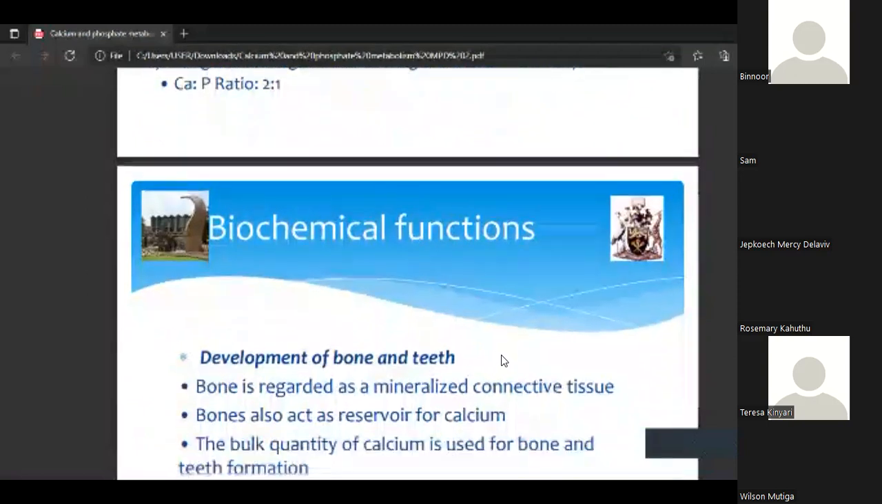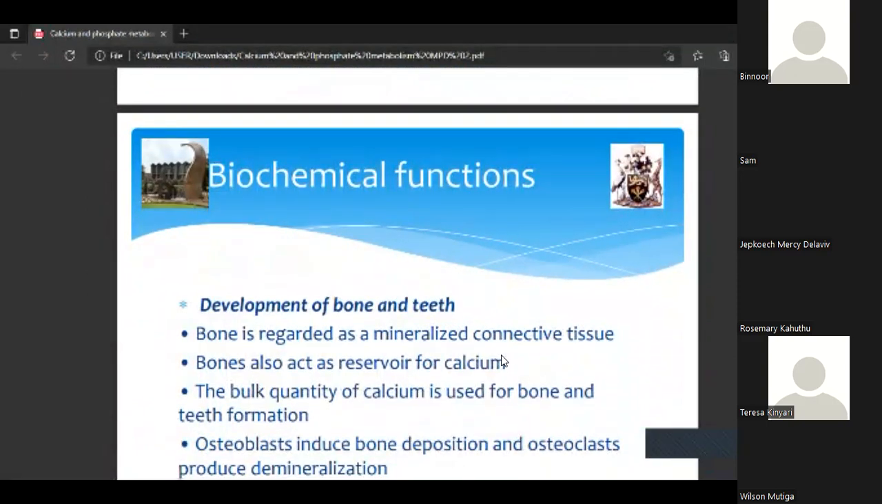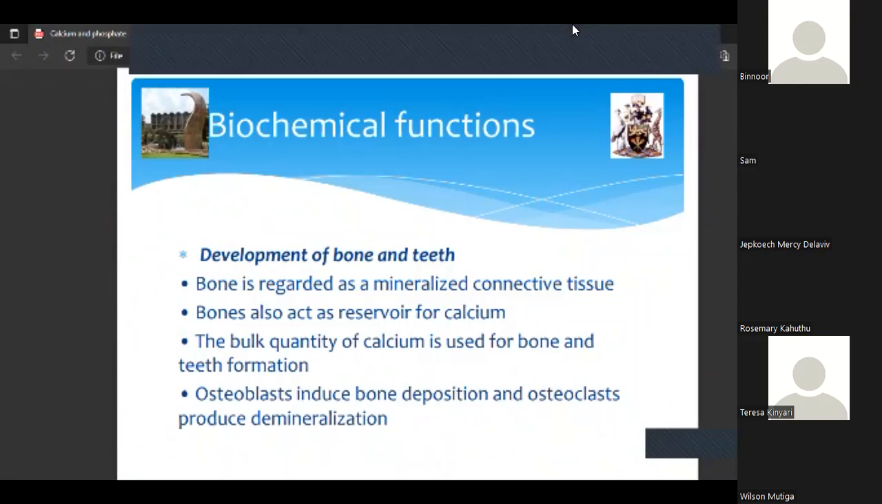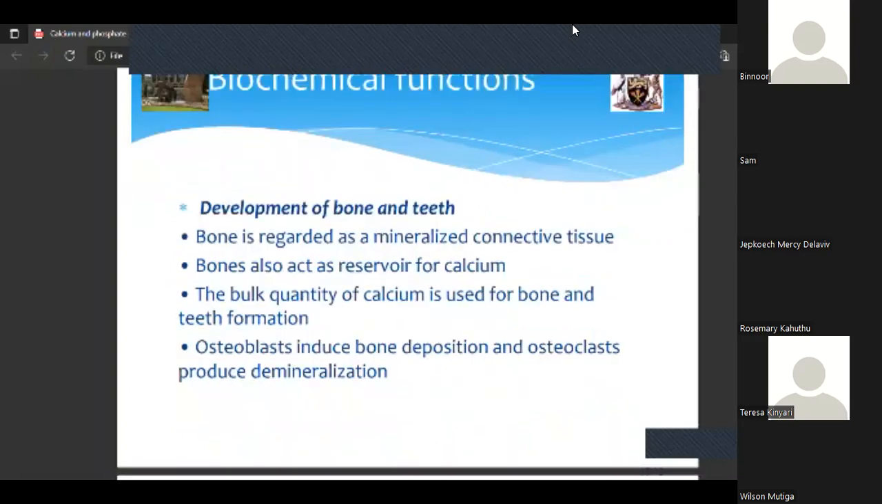In terms of biochemistry, calcium is important in the development of bone. Bone is actually a mineralized connective tissue, and it forms a reservoir of calcium. We've said it's about 1 kilogram, and it basically means that the bulk of it is in bone and teeth, and osteoblasts are important in forming bone, while osteocytes are important in demineralization of bone.